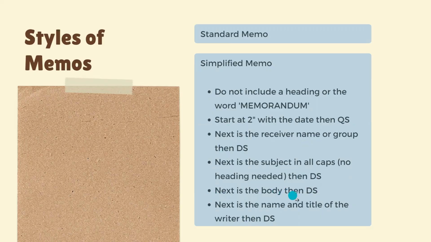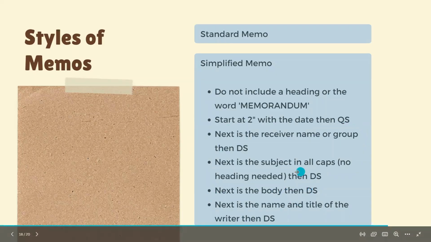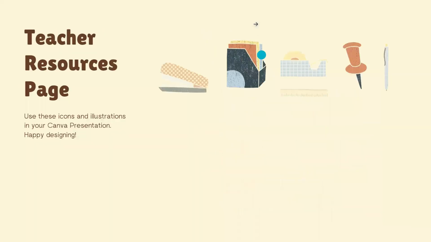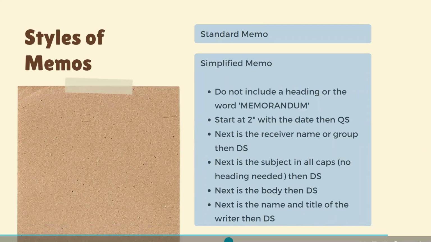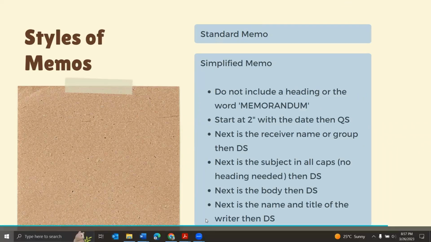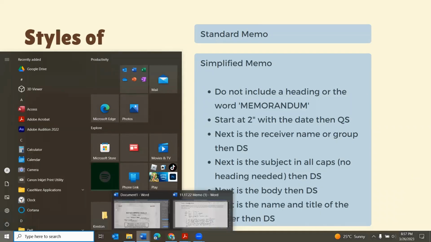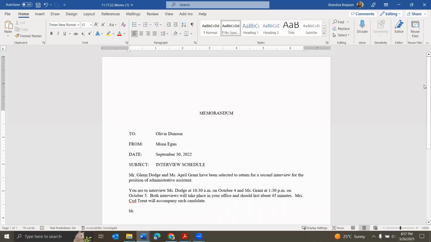Next is the body, then a double space, and then the name and title of the writer, followed by a double space that leads us to our typist initials. Okay, so let's just take a look at what this information has. I have an example of a few questions, and I have an example of a memo as well.